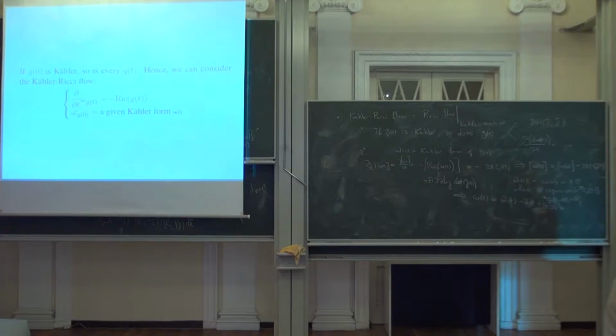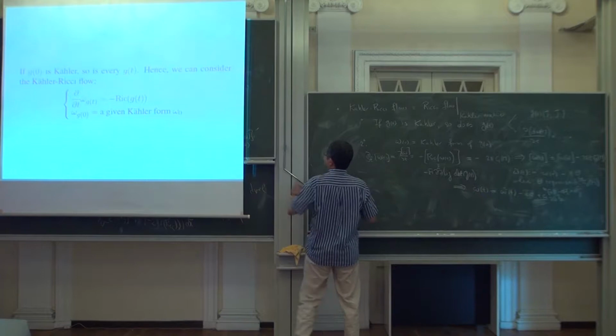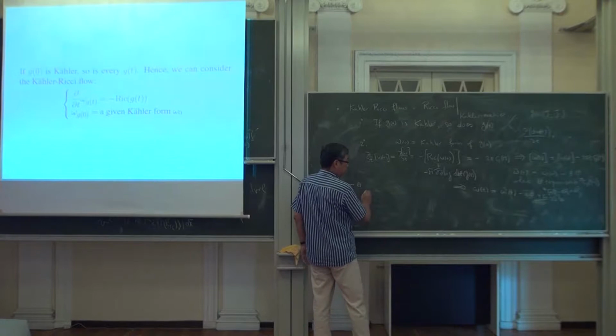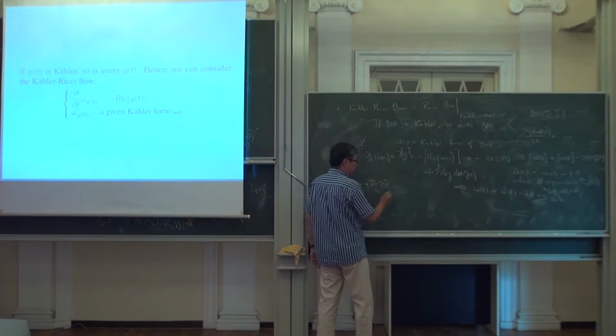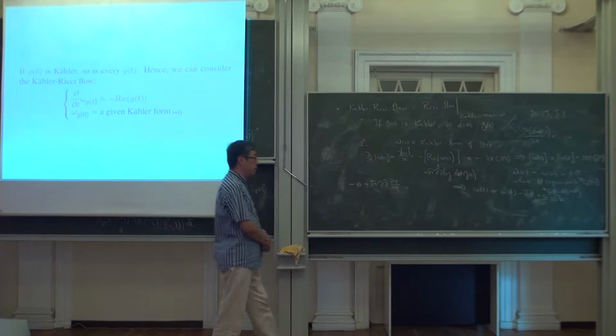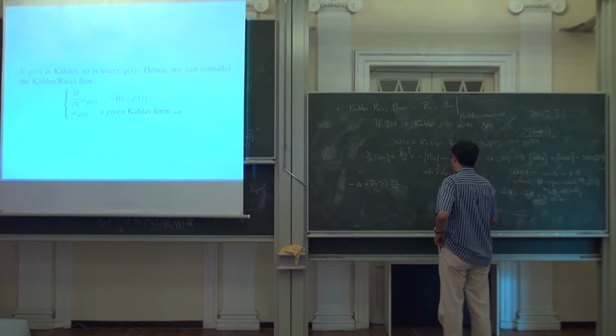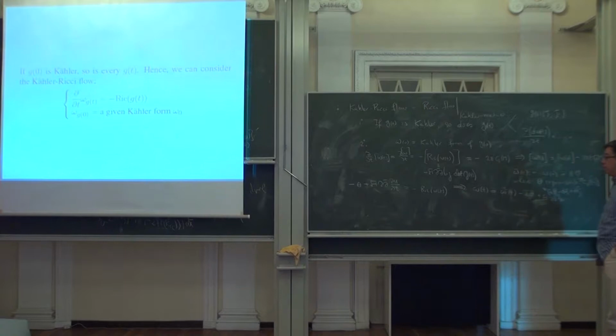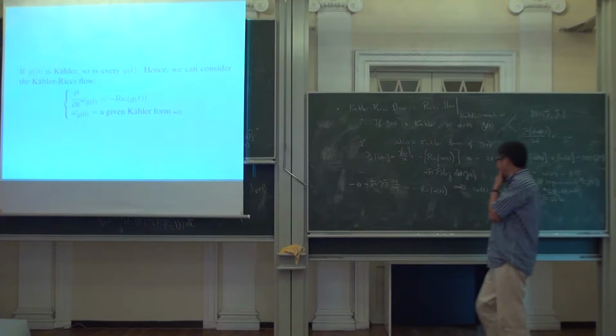Okay. So now I plug this into this equation, to see what I get, to do a reduction. So this is θ, right? Because there's a t here. So minus, and plus √-1 ∂∂-bar, because ∂∂-bar has nothing to do with time, of ∂u/∂t, and minus the Ricci curvature, minus Ricci. And θ represents the Ricci too, so I can further write θ as the following.